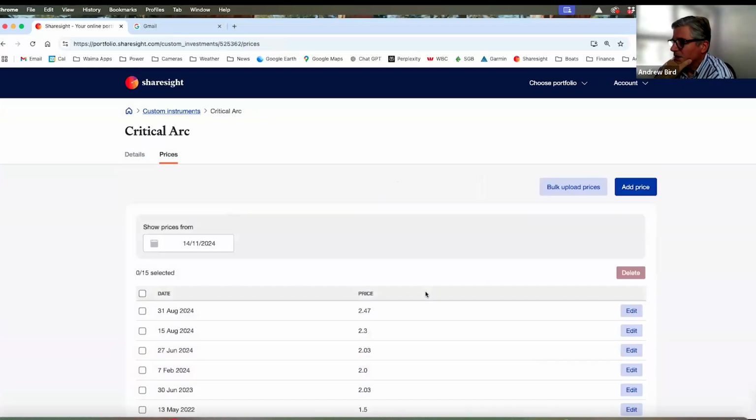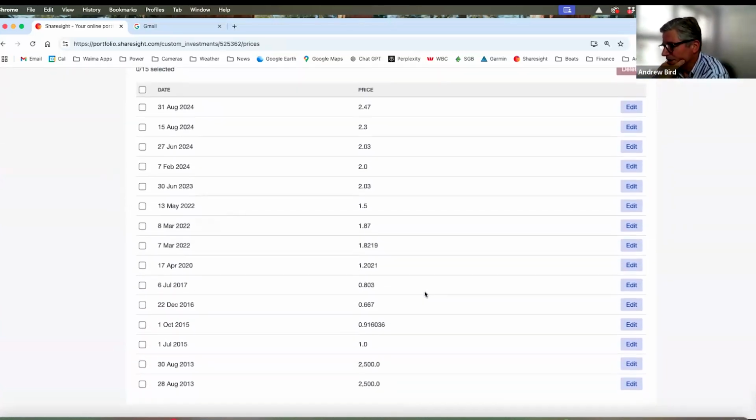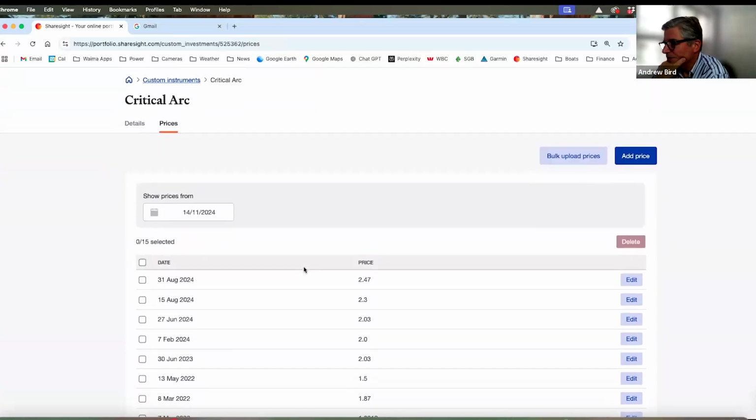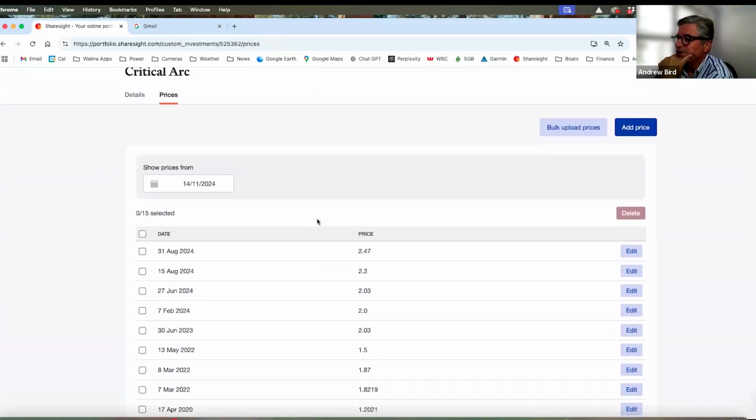If you go in here, custom investment prices. So here I track the value of this portfolio of the stock. Now, again, this is a bit like property, and typically with private companies, they don't necessarily get valued all that often.